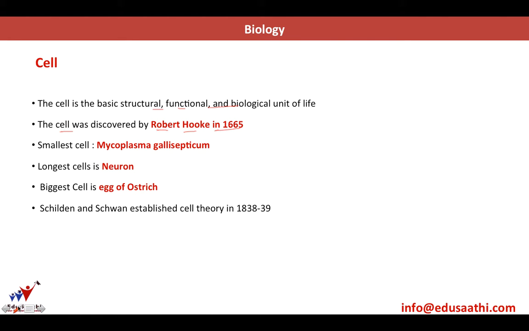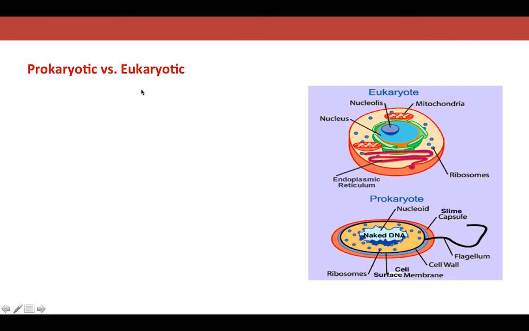Schleiden and Schwann established the cell theory during the years 1838 and 39. So in this slide, I have to remember the name of Robert Hooke, who discovered the cell, the smallest, longest, and the biggest cells, and Schleiden and Schwann, who established the cell theory in the year 1838-39. Now, cells are of two kinds, prokaryotic cell and eukaryotic cell.